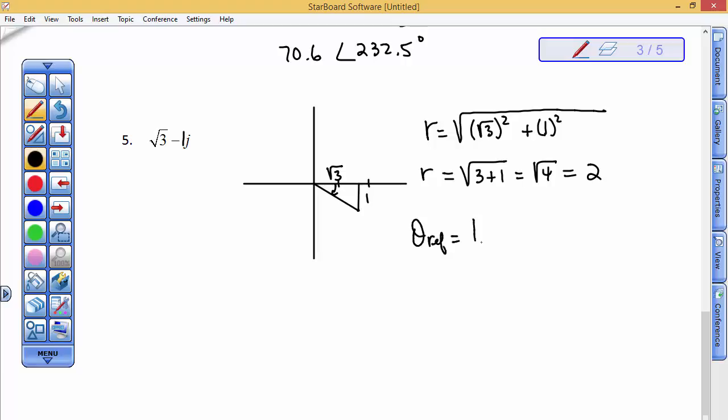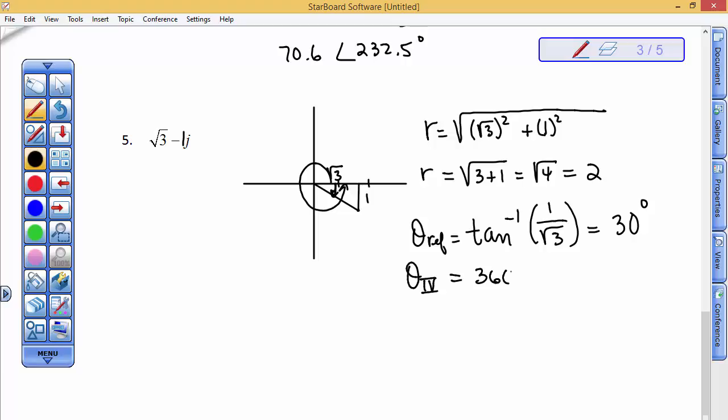This is in the fourth quadrant, so in the fourth quadrant, I'm going to circle all the way around to 360 degrees and then subtract my reference angle. So theta in the fourth is 360 minus the 30, so 330 degrees. Shorthand is r value is 2 at an angle of 330 degrees. Longhand, that means 2 times the cosine of 330 degrees plus j times the sine of 330 degrees.